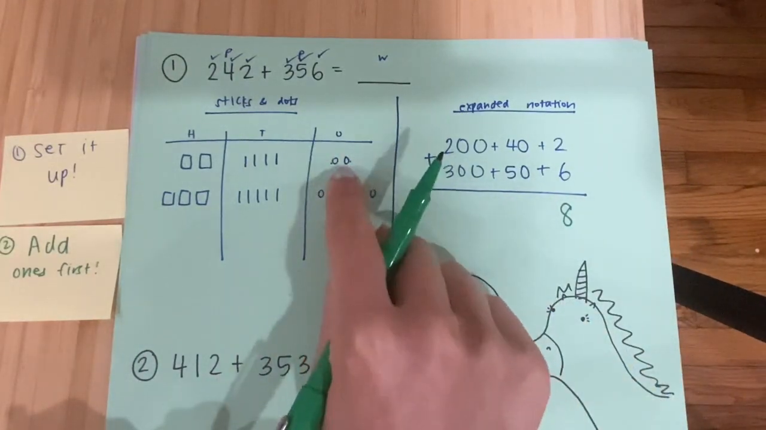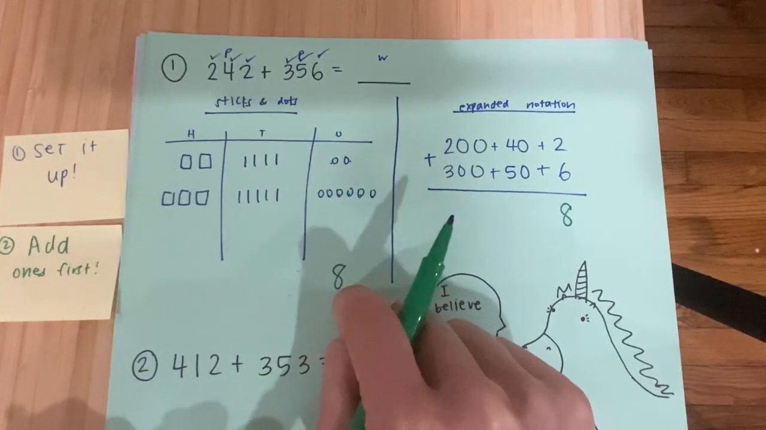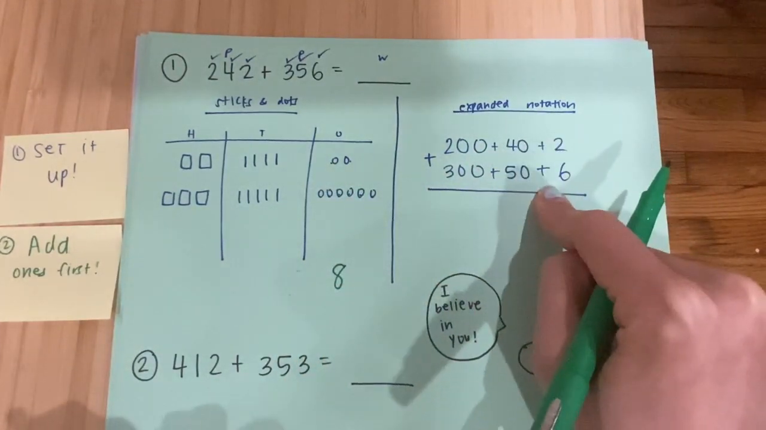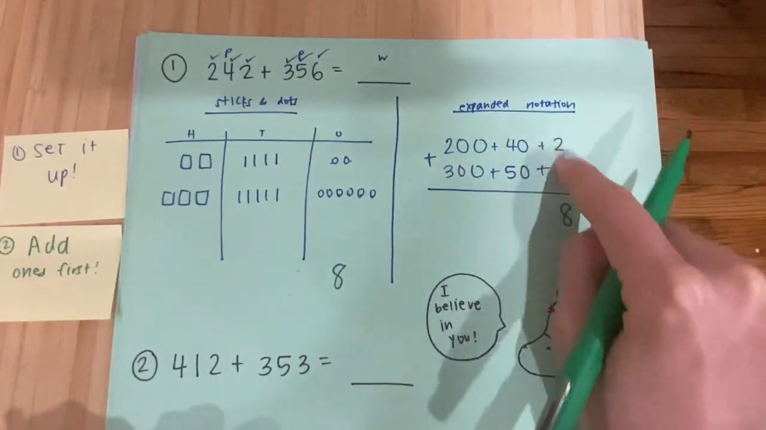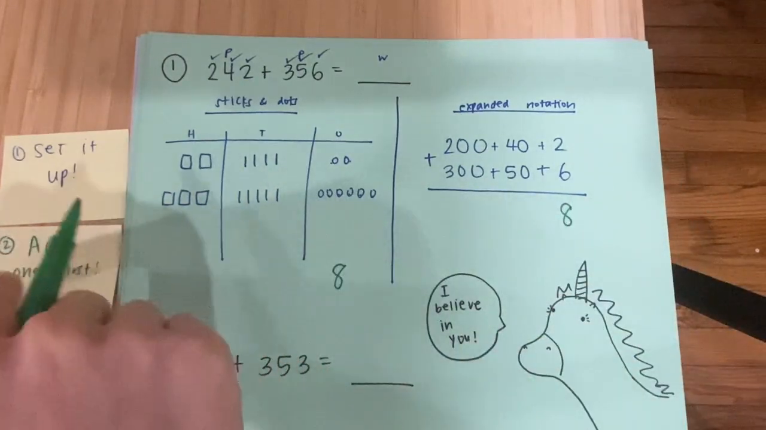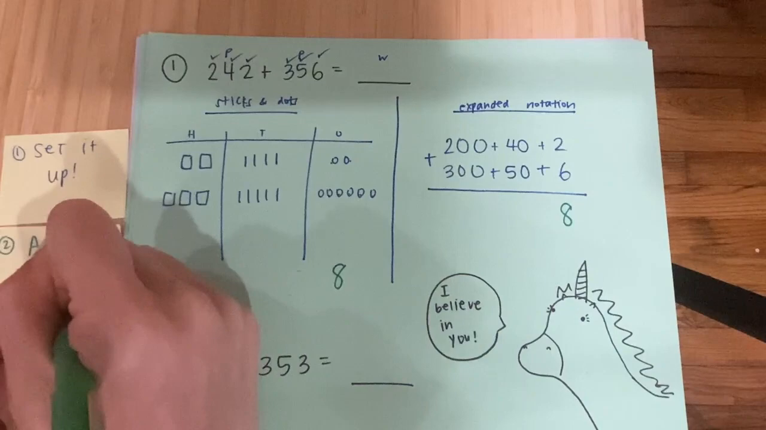That's because in sticks and dots, we're adding 2 ones and 6 ones together, and that makes 8. In expanded notation, we're actually doing the same thing. We're adding 2 ones and 6 ones together to make 8. Okay, now I'm done adding my ones first. Now I'm going to add my tens next.